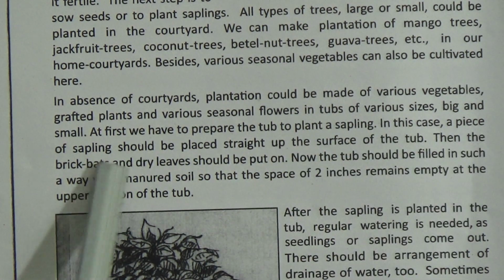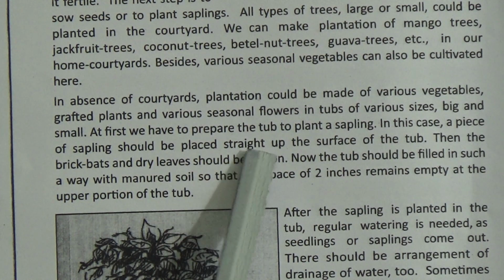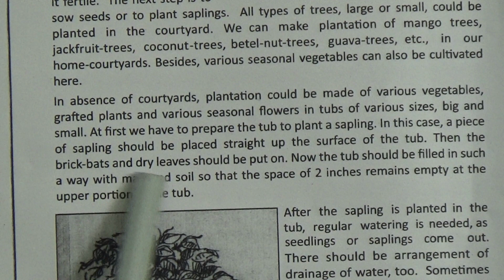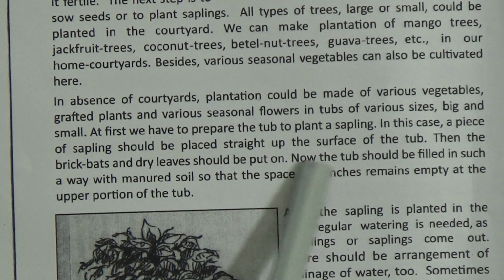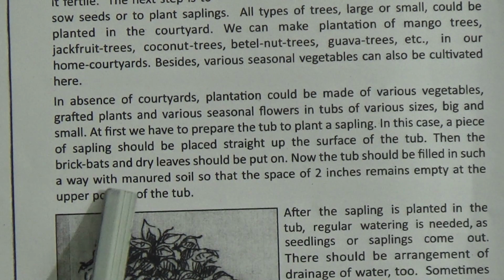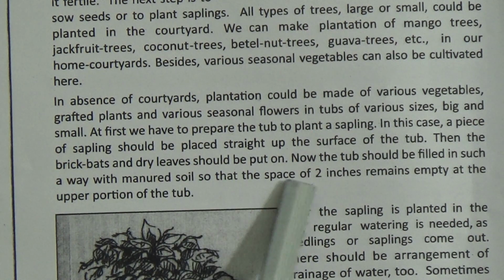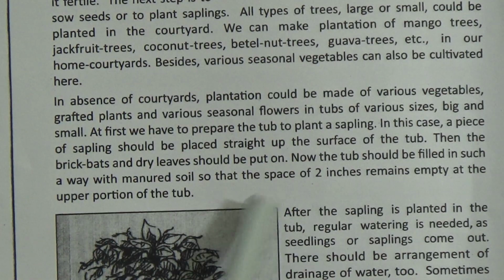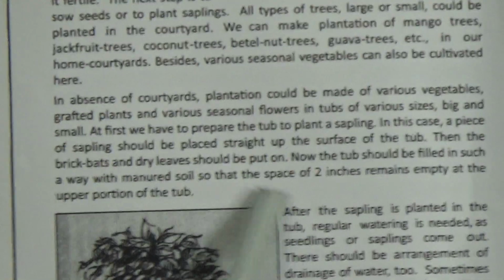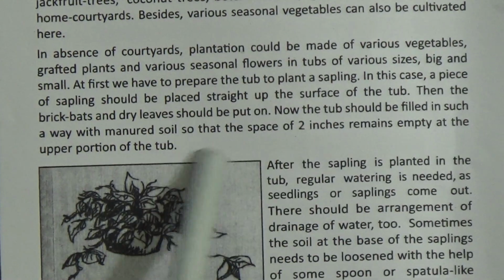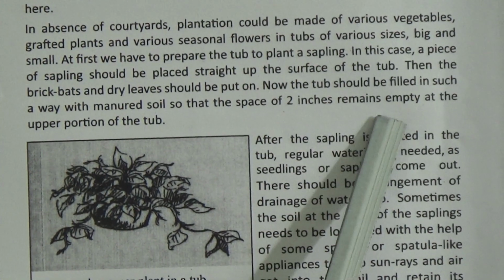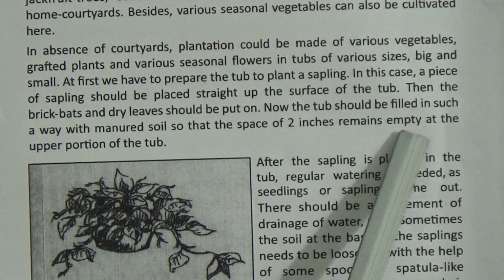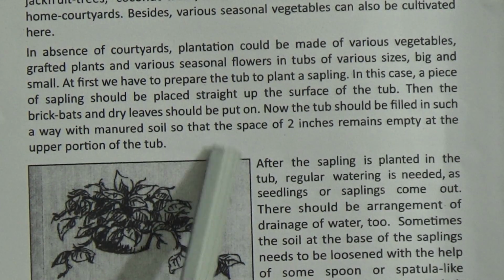In this case, a piece of broken pot should be placed straight on the surface of the tub. Then the big buds and dry leaves should be put on. Now, the tub should be filled with manured soil in such a way that a space of 2 inches remains empty at the upper portion of the tub. So in this way, we have to keep our tub 2 inches empty at the upper portion so that we can give water to it.